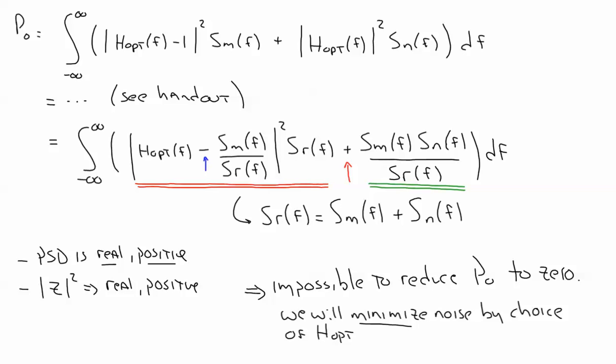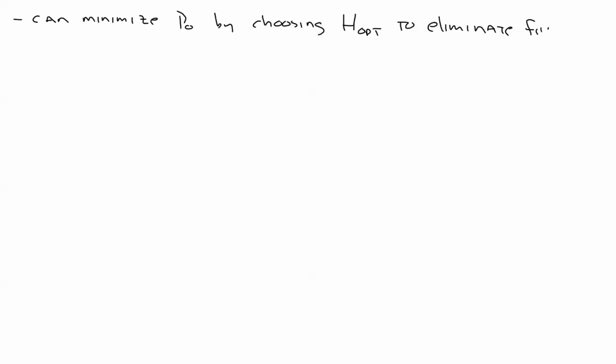Okay? So let's write down the result. So we can minimize output noise power by choosing H optimum to eliminate the first term in the integral on the last page.